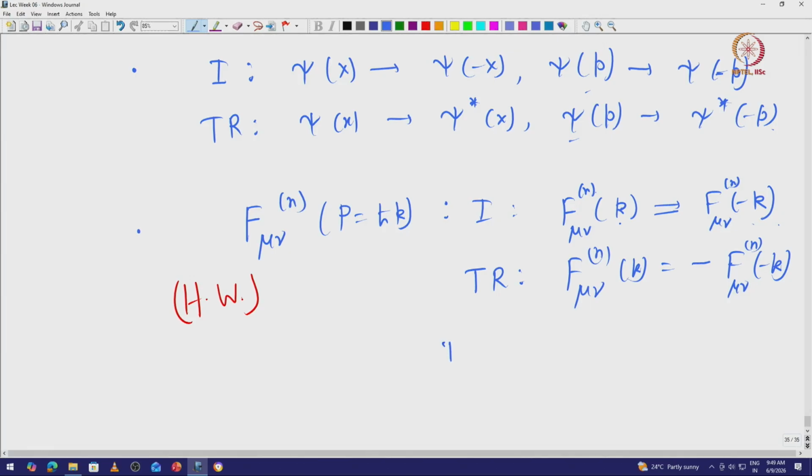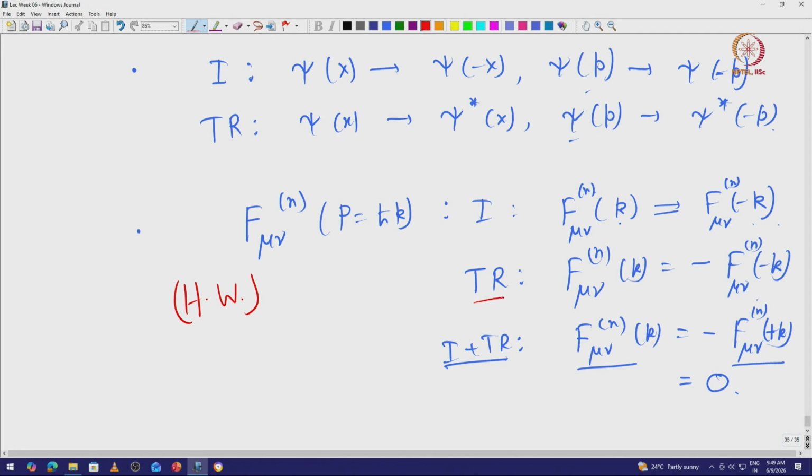Now if I have inversion plus time reversal, do it twice: F mu nu at k equals minus F mu nu, where k changes to minus k under inversion and then again changes from minus k to plus k under time reversal. So F is equal to minus F at every k point, which means it is 0. This is an important result. The Berry curvature is identically 0 if you have both inversion and time reversal symmetry.